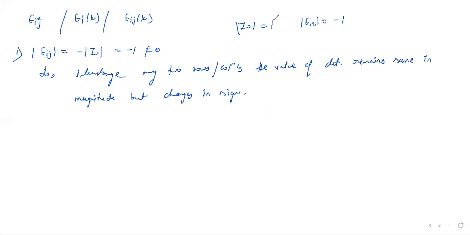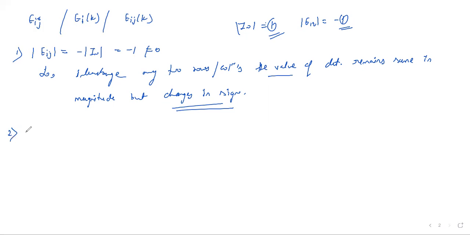The magnitude remains the same, that is 1 here and 1 is also here, but here it is a plus sign and here it is a minus sign. So the interchange of any two rows or columns of a matrix causes the determinant value to remain the same in magnitude but change in sign.